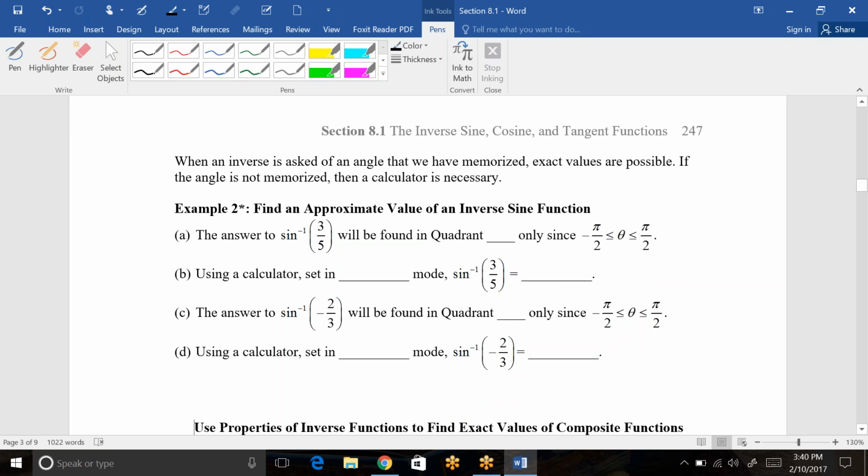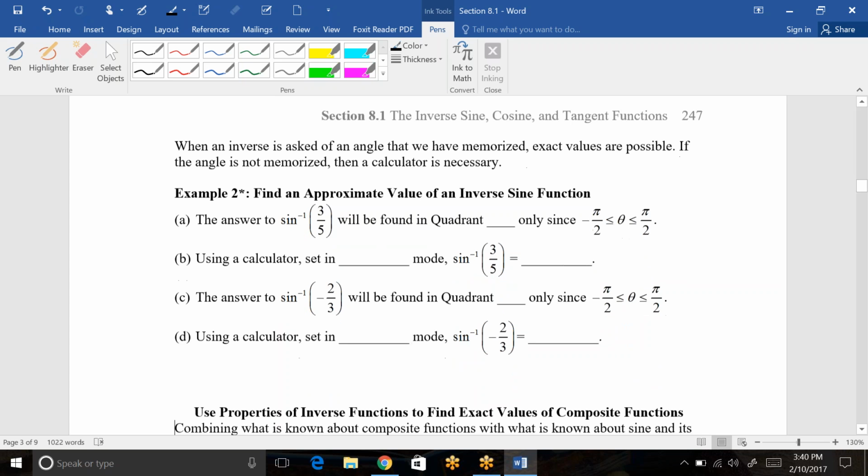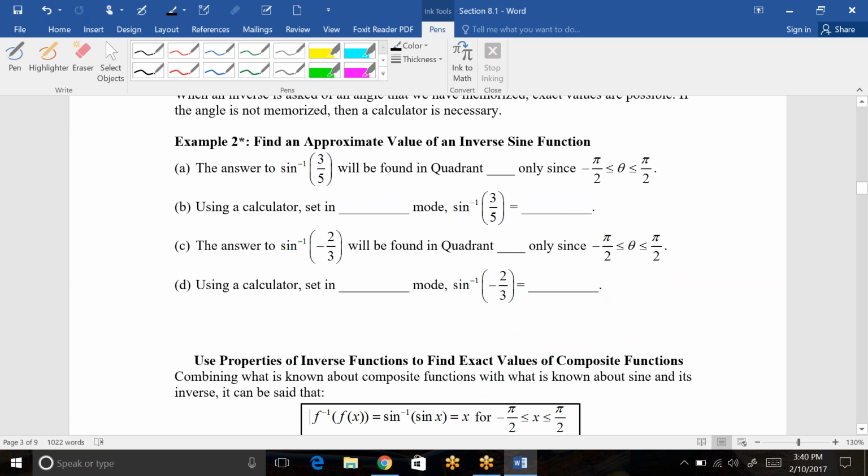So if you know one of the angles, like you've memorized it, it's one of the unit circle angles, then that's great. You don't need a calculator. Sometimes you will have things that are sine inverse of a number that's not one of our special ratios that we know, and in that case you need a calculator. So the answer to sine inverse of 3/5 is not anywhere on my unit circle for one of my ordered pairs. So that means it's not one of our special ratios for 30, 60, 90 or 45, 45, 90 or even on the quadrants. So we do need to think about where would this be.